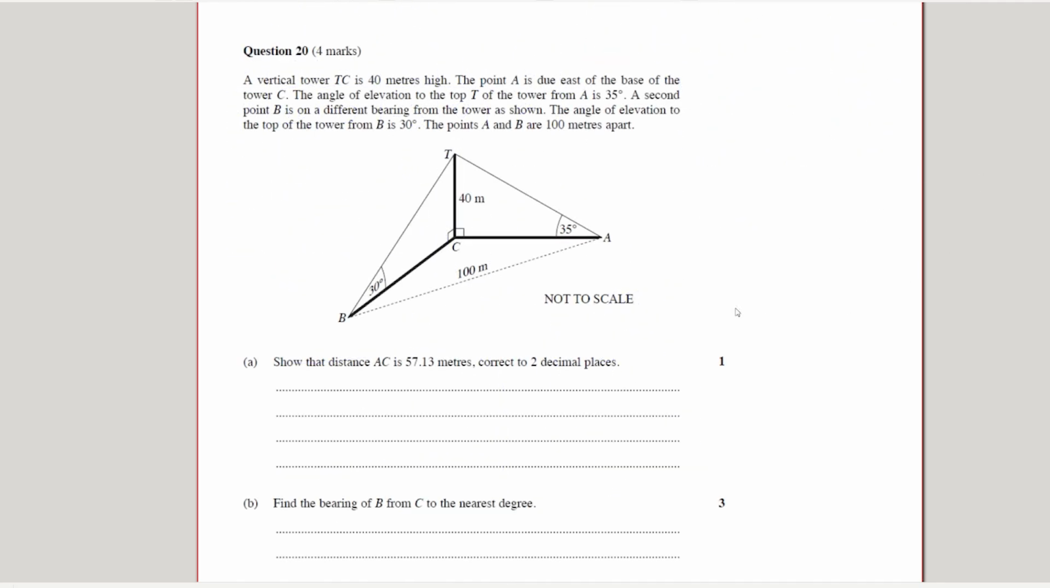Let's look at question 20. Question 20 looks pretty scary because of 3D trig, but let's walk through how to do it really easily. If you look at AC, let's just look at this triangle. In 3D trig, I always like to split everything into individual triangles. If you look at this triangle, C, T, and A, this is 40, and they're asking for AC.